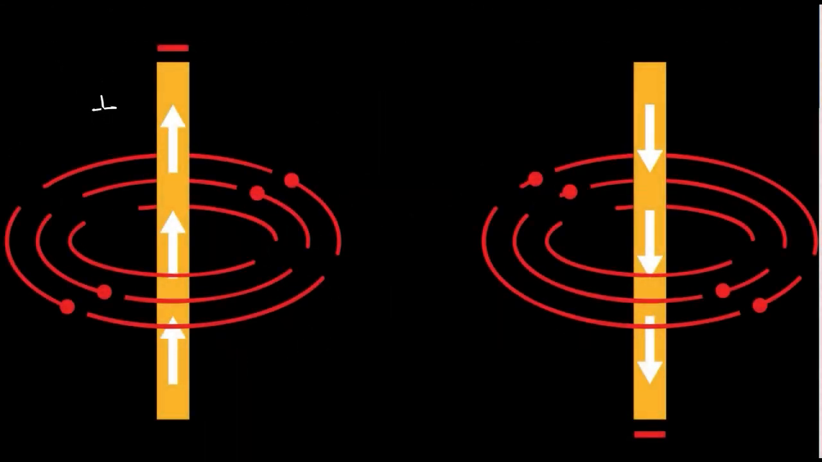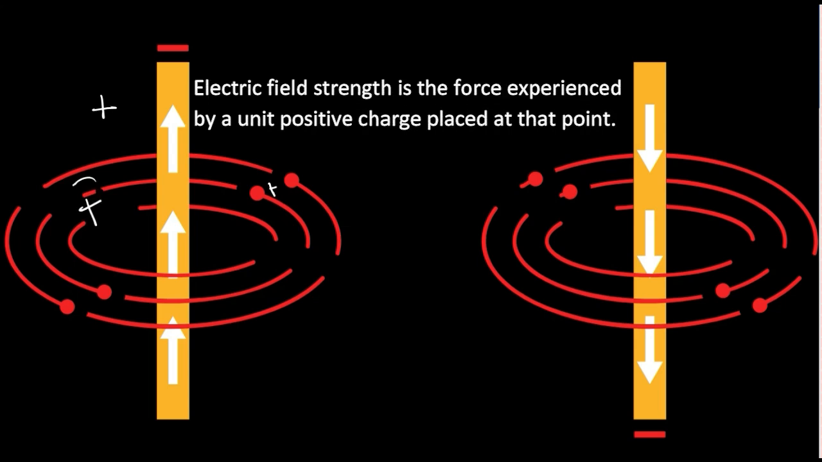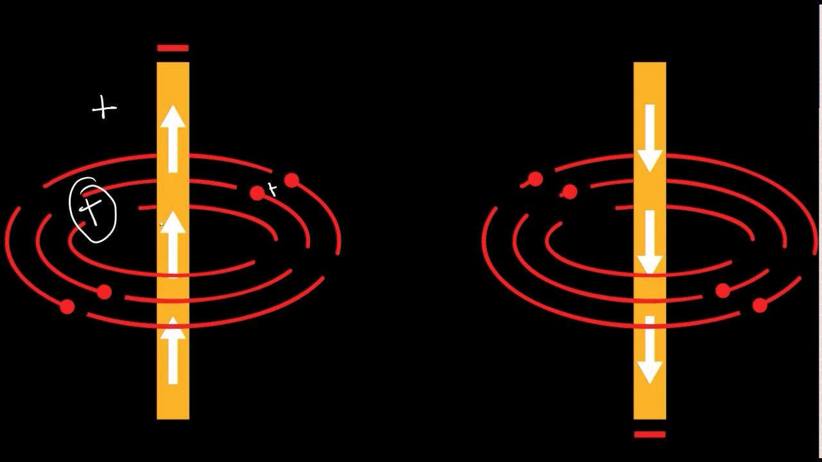Now, if this is positive, obviously around this charge there's an electric field set up. So at different points around this charge, we can measure the strength of this electric field. We define electric field strength at any point on this field as the force experienced by a unit positive charge placed at that point. And obviously, the direction of the field is the same as the direction of the force. That is, we say E is equal to F per unit charge Q.